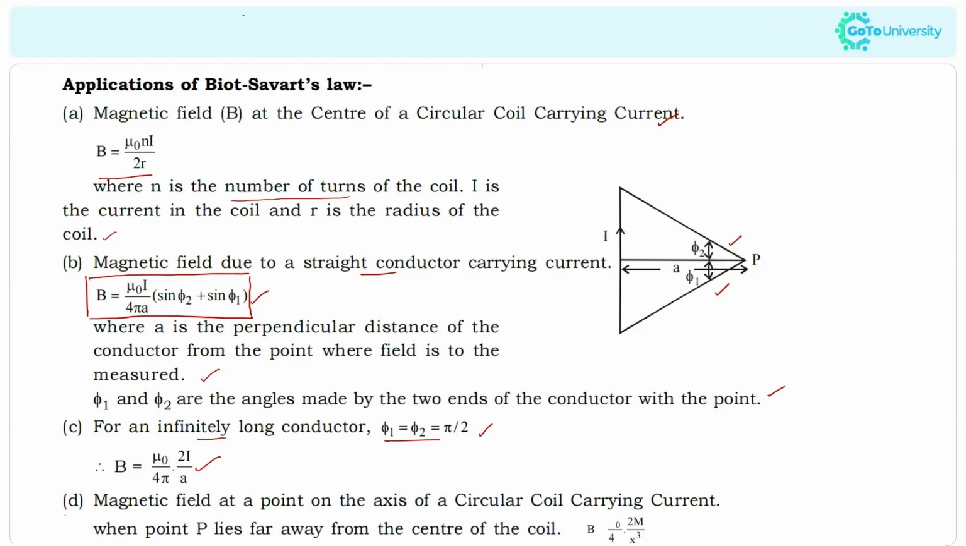And the fourth application of the Biot-Savart law is calculating the magnetic field at a point on the axis of a circular coil carrying a current. The formula we can use when solving the exam is B is equal to mu naught divided by 4 pi times 2M divided by x to the power 3. So these are all the applications of the Biot-Savart law. I'm just keeping this slide for 1 minute. You can take notes from this slide as well.